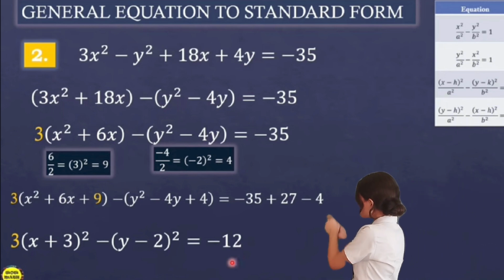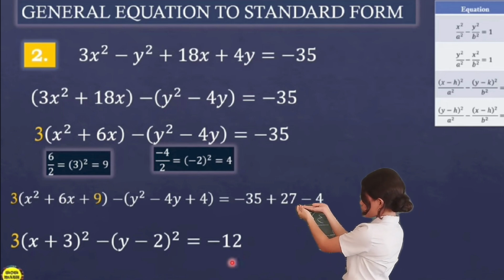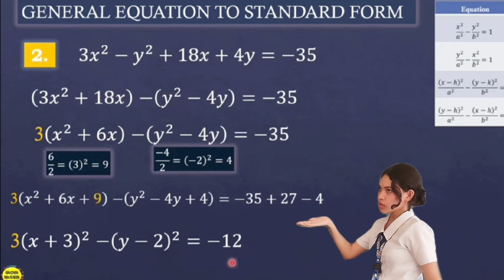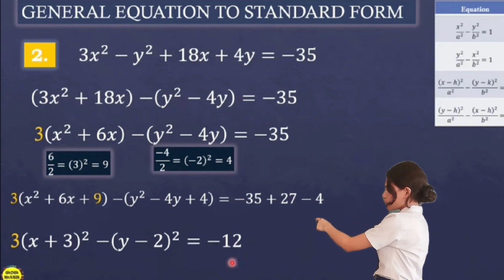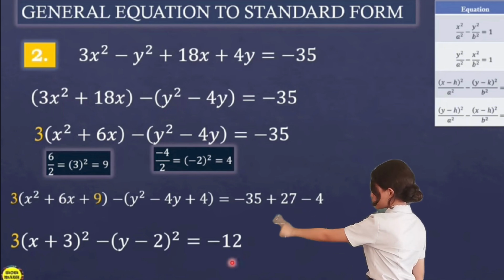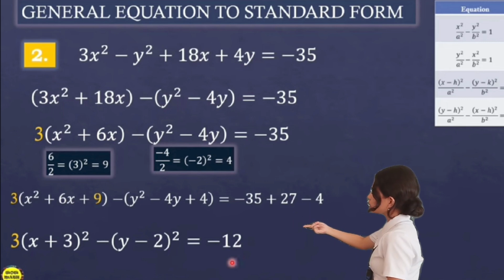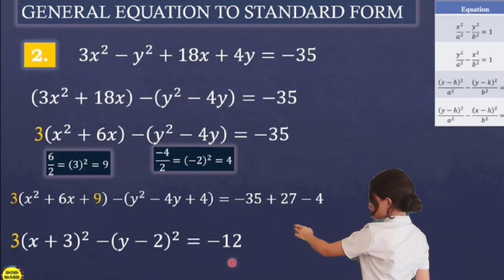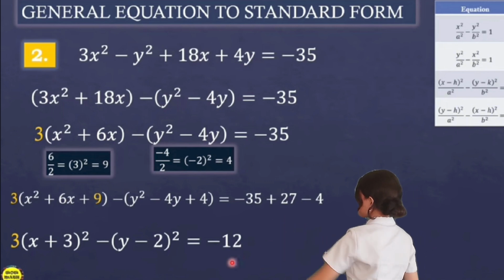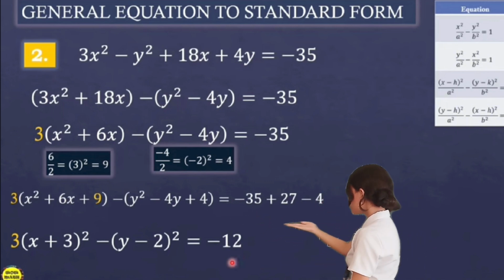So we're going to copy 3x. The last number we just added, we're going to square it. So 9 squared, we have 3, and then we're going to square it. And then minus copy y plus 4 squared is 2, so y plus 2 squared. We're going to copy also negative 12, so negative 12.